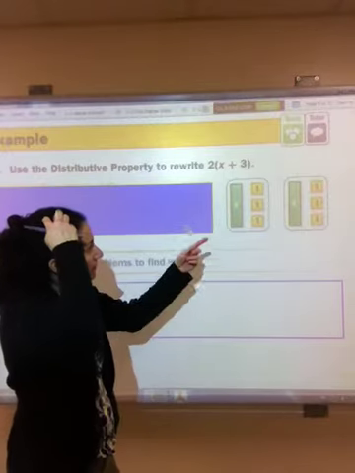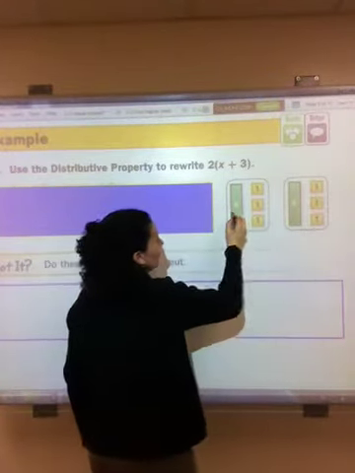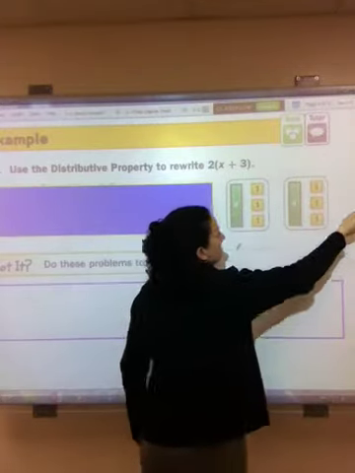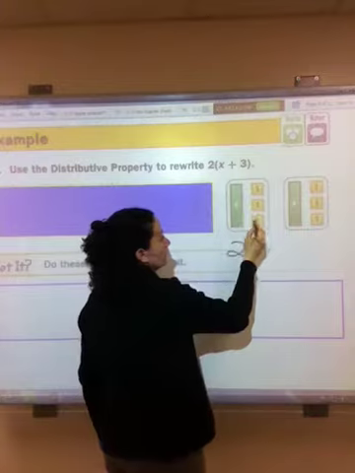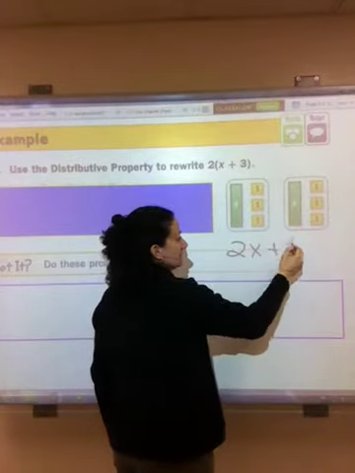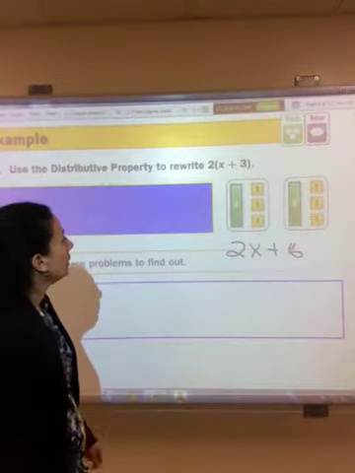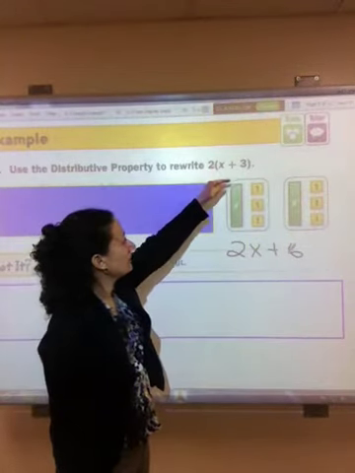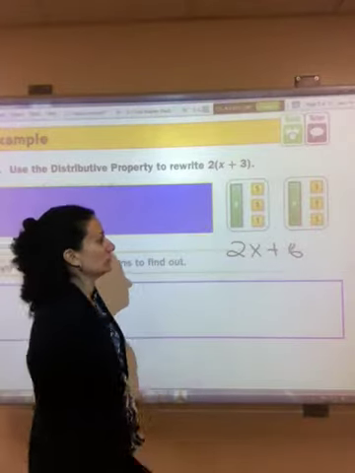2 times x plus 3. You can see from the picture, if we were to put these pieces together, we would have 2 x's, and 1, 2, 3, 4, 5, 6 of the numbers. 2x plus 6. So 2 times x plus 3 is 2x plus 6. So there's a picture that shows you what's going on.